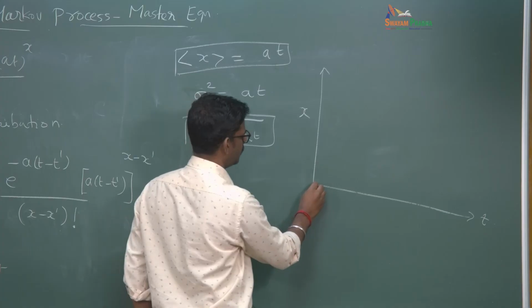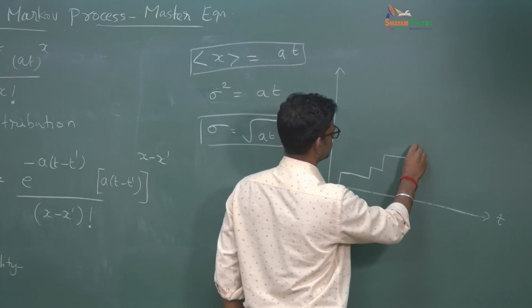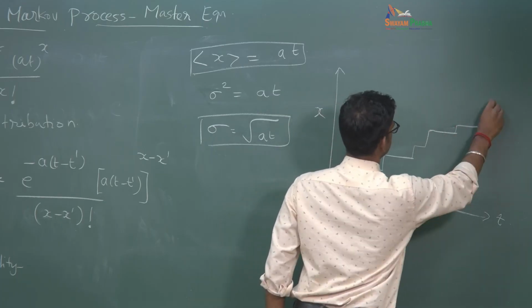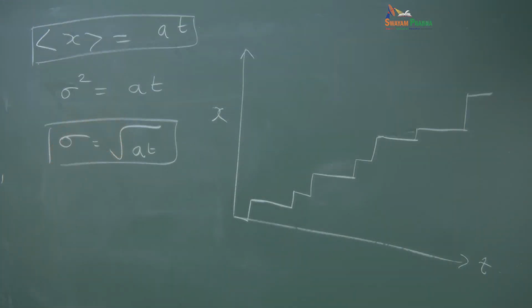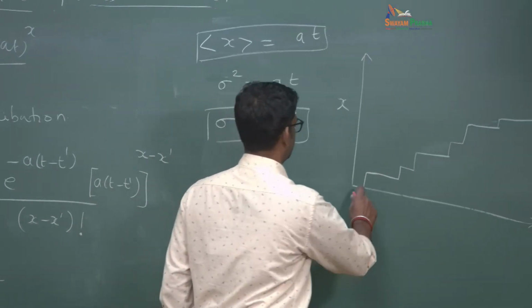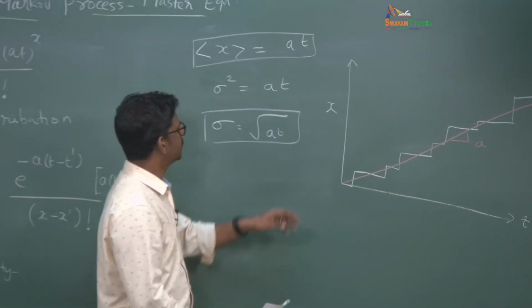So the trajectory may go something like jumpy. This can be one particular realization of a random walk, one dimensional. But if you take many such trajectories, and then when I average over, I will get a linear increase with a slope of a, and that's what we are predicting here.